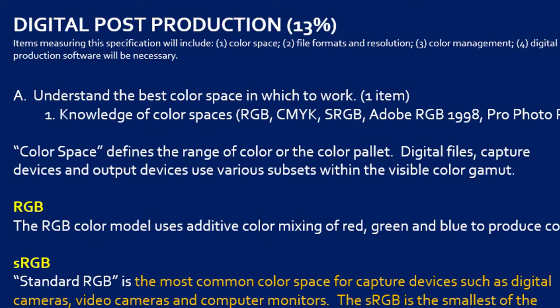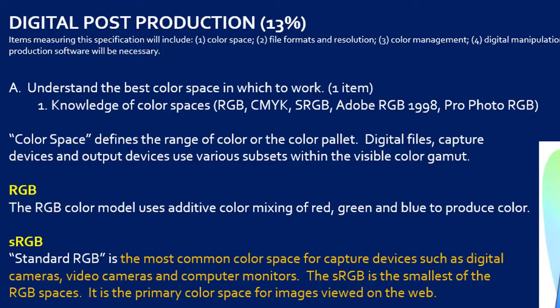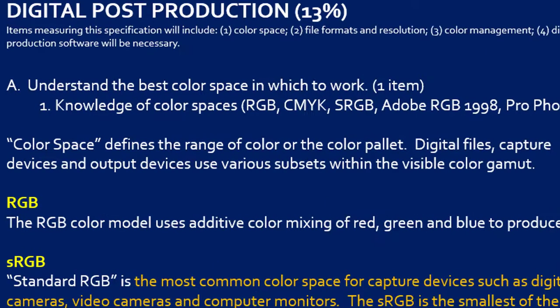Section A says, understand the best color space in which to work. Now there's going to be one item from the exam in this section. Number 1 begins, knowledge of color space, RGB, CMYK, sRGB, Adobe RGB, and ProPhoto RGB. Color space defines the range of color or the color palette. Digital files, capture devices, and output devices use various subsets within the visible color gamut of a given color space.